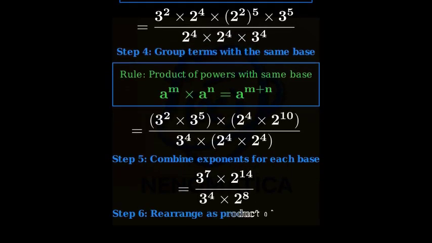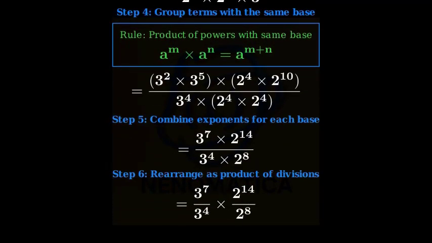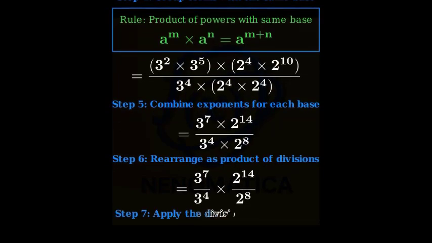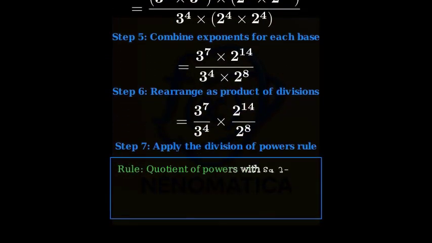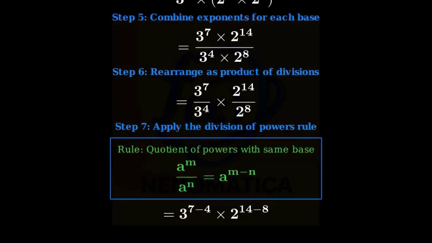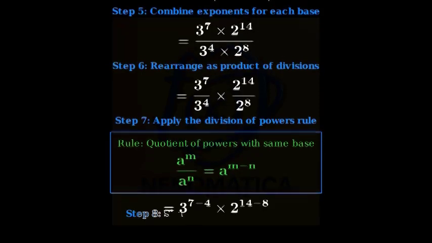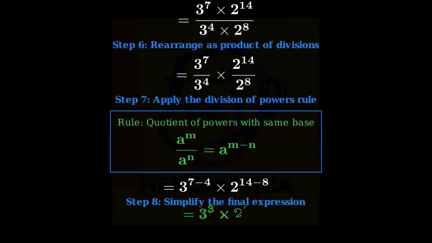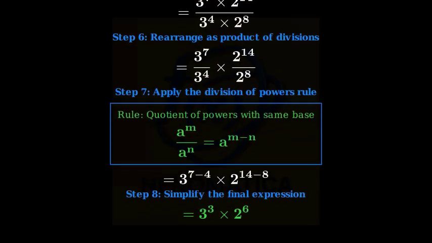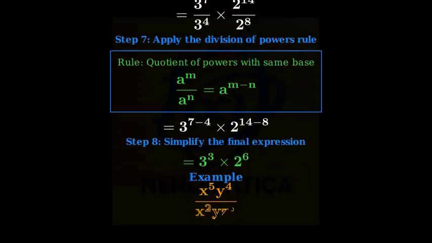Now, we can rearrange this expression as a product of divisions, separating the terms with base 3 and base 2. When dividing powers with the same base, we subtract the exponents. So 3 to the power of 7 divided by 3 to the power of 4 equals 3 to the power of 7 minus 4, which is 3 to the power of 3. Finally, we simplify the expression to get 3 cubed times 2 to the power of 6, which is our final answer. Now, let's move on to our second example.